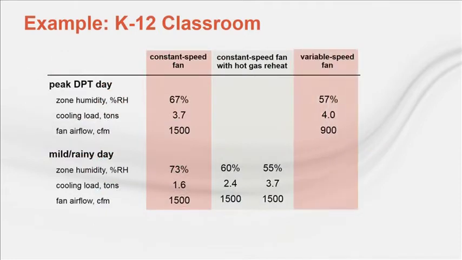For the variable speed fan system, the load on the cooling coil is 4 tons and the fan moves 900 CFM, compared to 1500 CFM and 3.7 tons with a constant speed fan. We may now be using more compressor energy, but we have vastly improved space humidity, all while benefiting from much lower fan energy. Similar results for the challenging mild rainy day condition. For this example classroom, the variable speed fan results in much better dehumidification, 60% RH compared to 73% with a constant speed fan. So a variable speed fan doesn't require hot gas reheat, correct?